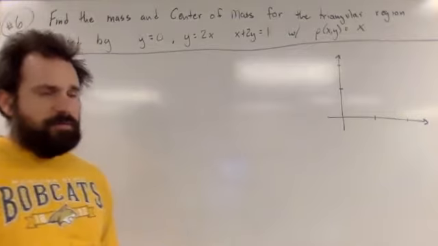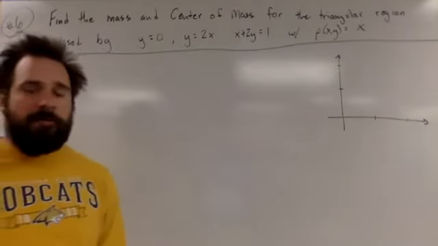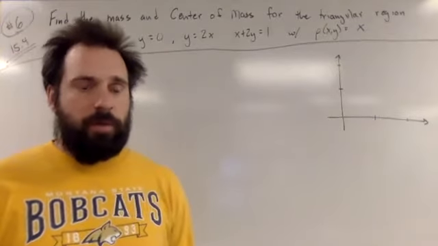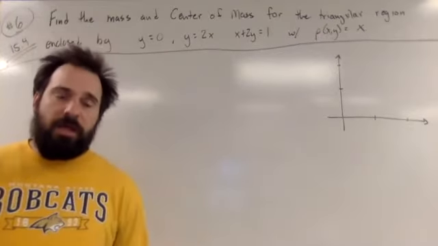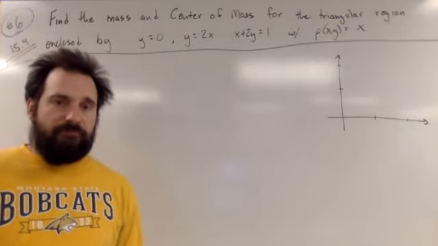To find center of mass, I'm going to have to find my moments first, which is the moment of x and the moment of y. And then I'll divide those by the mass, and that'll give me my point x bar, y bar, which is the center of mass. Before we start, this is going to be very computationally heavy.